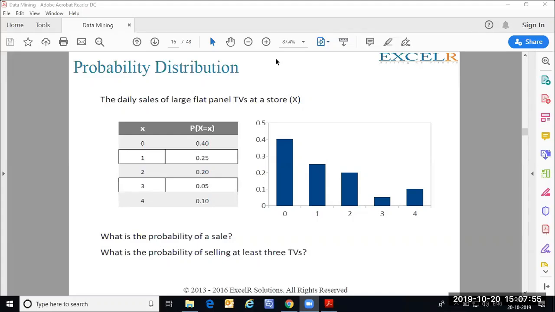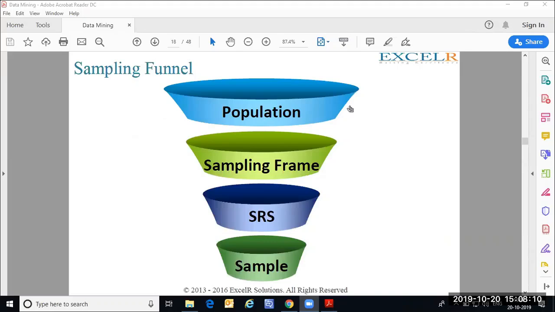How about others, friends? Is it visible? Or it's okay, right? Generally, the projectors are a little blurry compared to the actual screen. Okay, fine.